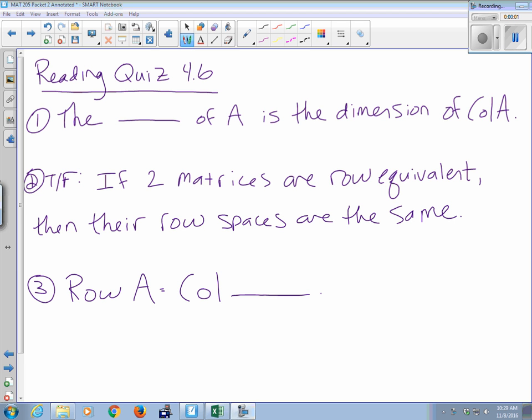Rank of A is the dimension of the column space of A. Rank. If two matrices are row equivalent, then their row spaces are the same. True or false? True. And the row space of A is equal to the column space of, yep, A transpose. Good.